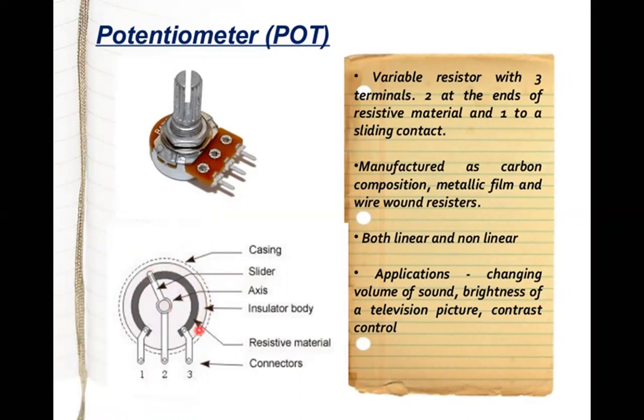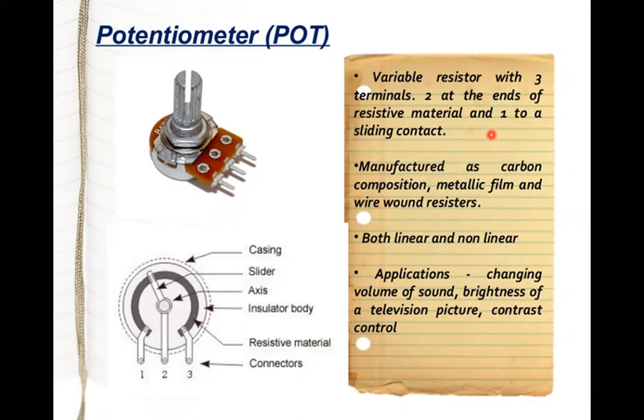This is an insulating body, and this is a resistor. Through this slider, we are changing the value of resistance because this is a resistor material. Unlike fixed resistors, we can vary the resistive value through this particular slider. And these knobs 1 and 3 can be called connectors. So a variable resistor has 3 terminals, 2 at the ends of the resistor material and 1 to a sliding contact.